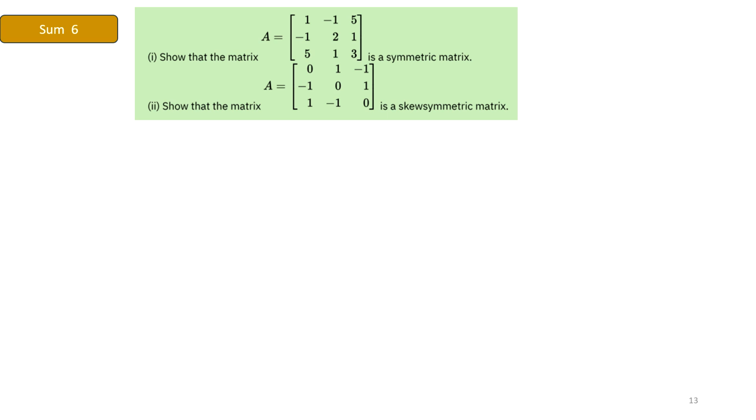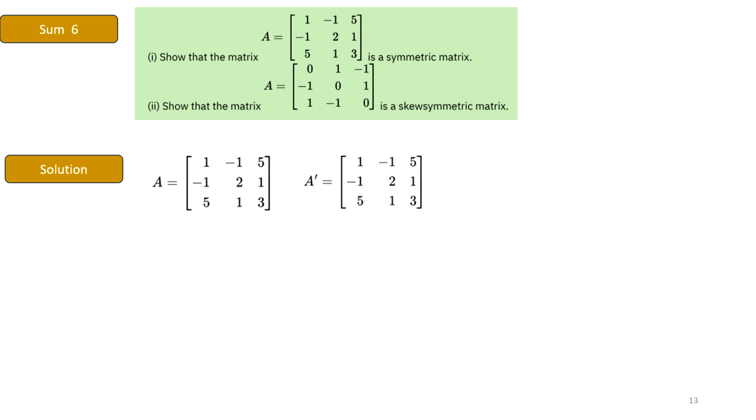Sum number 6. Show that the matrix A, as given in problem statement, is a symmetric matrix and skew symmetric matrix respectively. Since A and A transpose are equal, A is a symmetric matrix.